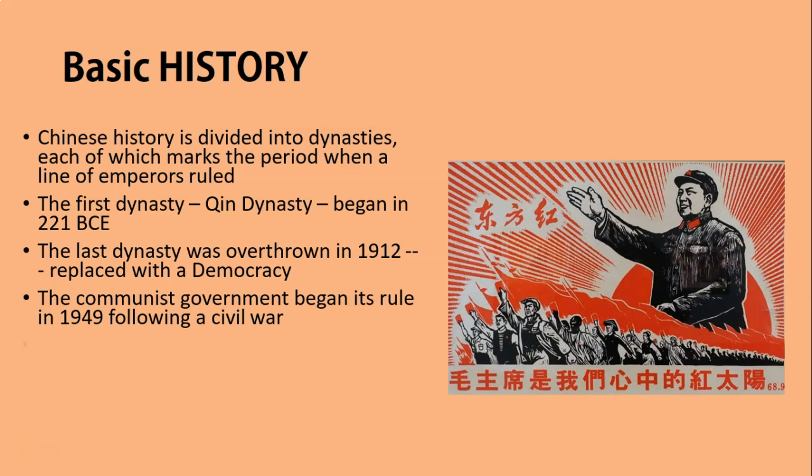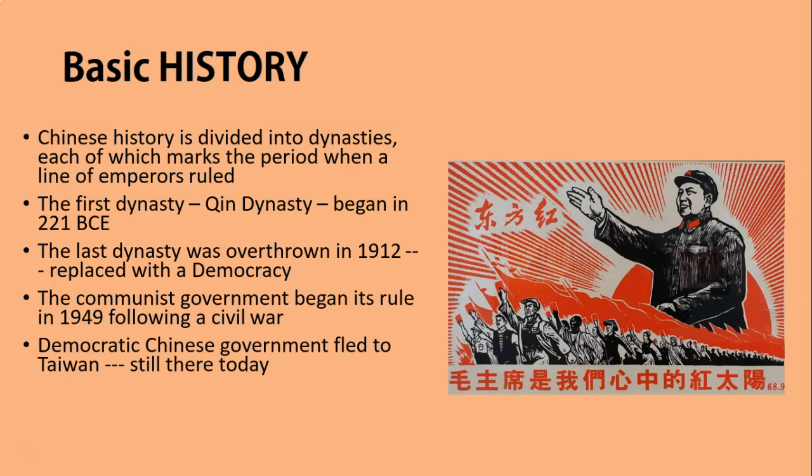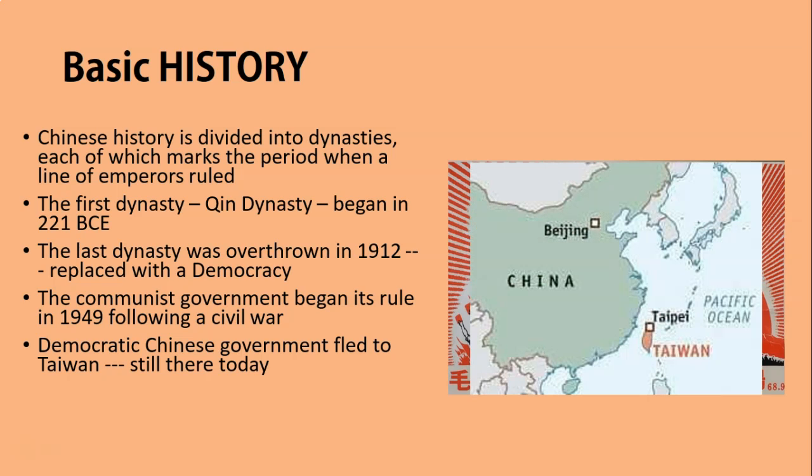Okay, now, that democratic Chinese government, though, didn't just give up and quote-unquote die. Instead, that democratic Chinese government fled, and it is still quote-unquote set up today, and they set up in Taiwan. And so usually if you pay attention to the news, you might see things about China and Taiwan tensions going on, and that's because Taiwan claims to be the true Chinese government, and the communist government in China claims to be the true Chinese government. So you can kind of see where we would have a problem.